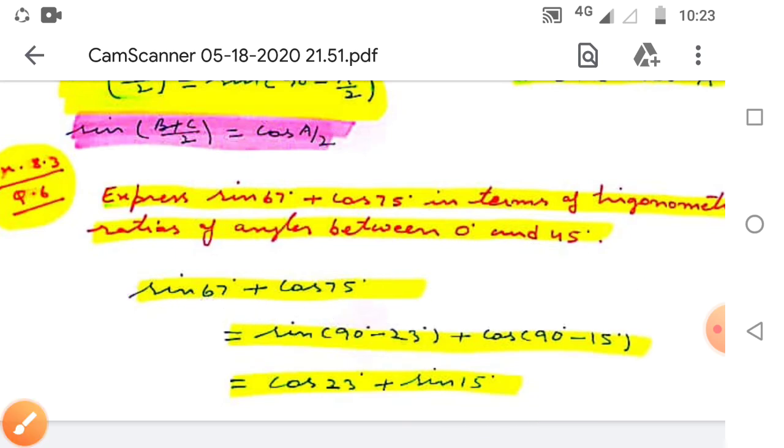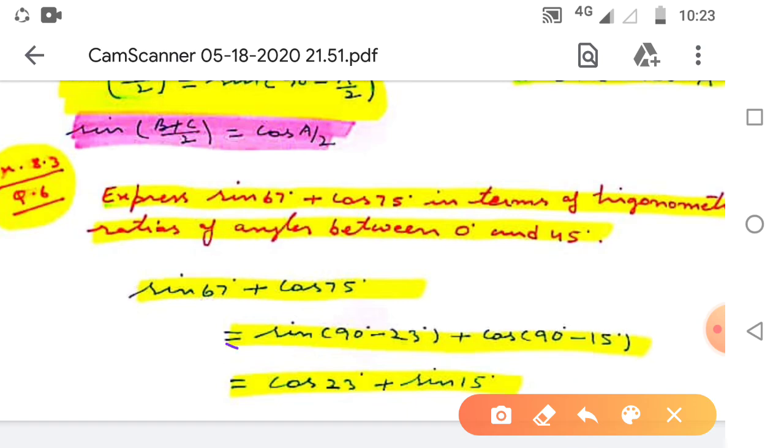Okay, so here it becomes sin(90 minus 23), here cos(90 minus 15). Again, sin(90 minus theta) is cos theta. So sin(90 minus 23) is cos 23. And cos(90 minus theta) is sin theta. So here cos(90 minus 15) is sin 15, right?